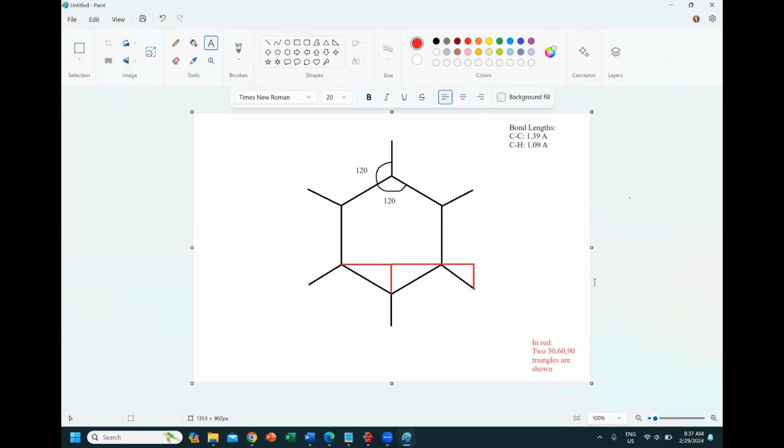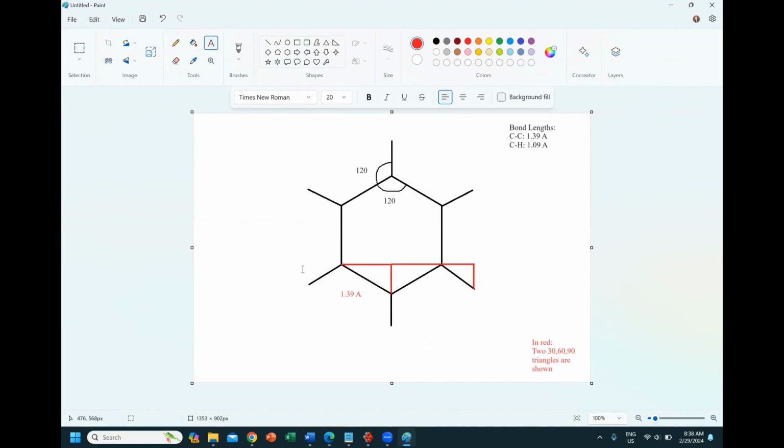All right, I am going to go over how I found all of the side lengths and coordinates for benzene. This is benzene. You can't tell because I drew it as if it was cyclohexane. Anyway, we have all of the little 30, 60, 90 triangles that are shown in red. That is because every angle here is a 120-degree angle.